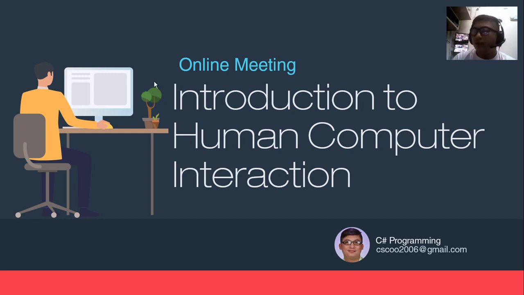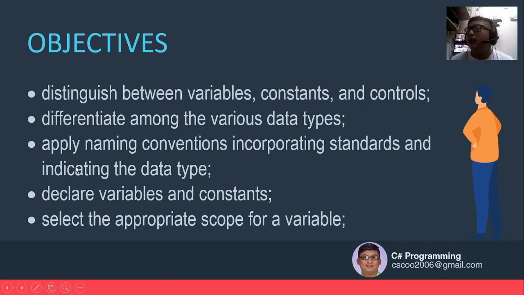Okay. So today our objectives are the following. Number one, we'll be distinguishing the difference between variables, constants, and controls. So how do we create them? What are the characteristics of the variables versus constants? Although if you have a background in C++, this will not take long, and this would be lesser effort because I think you're already familiar with C++.